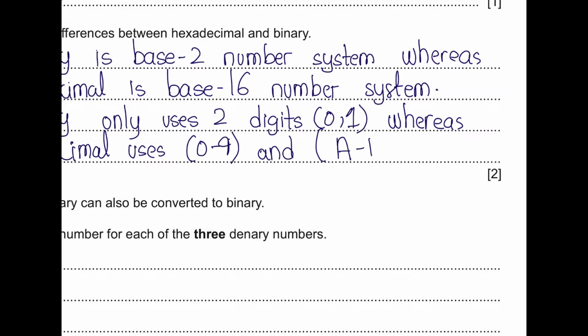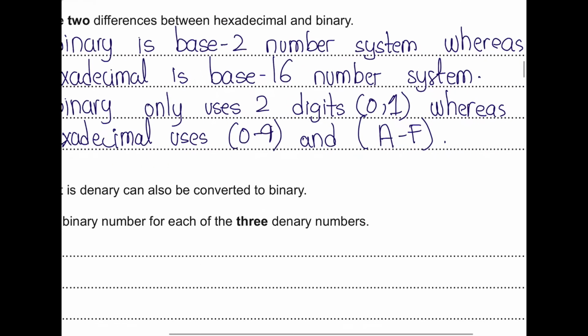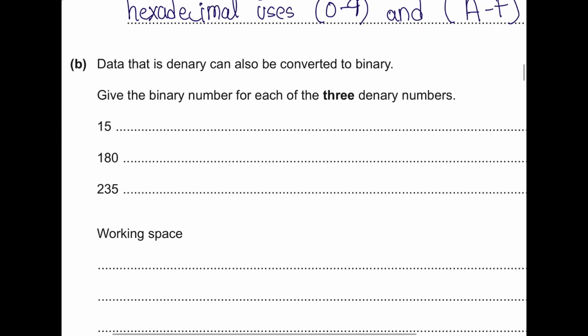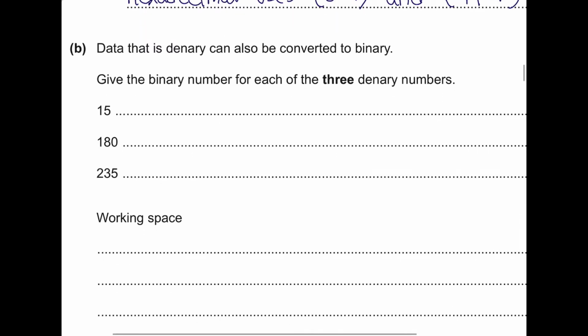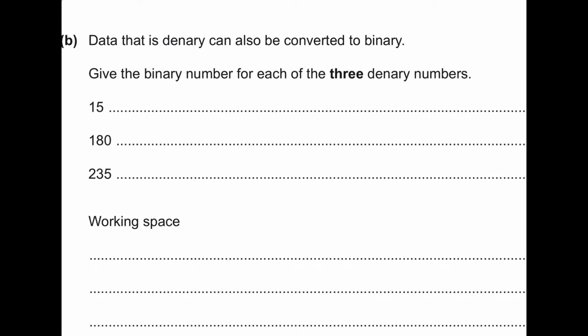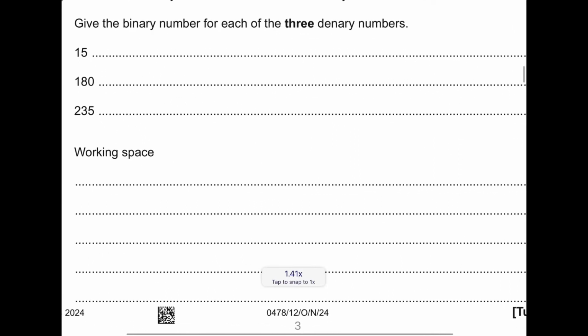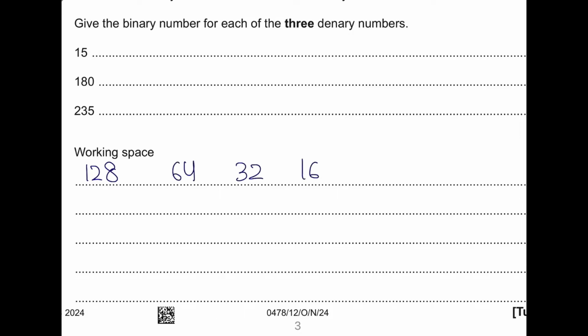Alright. It says that data that is denary can also be converted to binary. Give the binary number for each of the three denary numbers. Now, whenever you want to convert a denary number to a binary number, all I like to do is write up a simple column with the headings 128, 64, 32, 16, 8, 4, 2, 1.